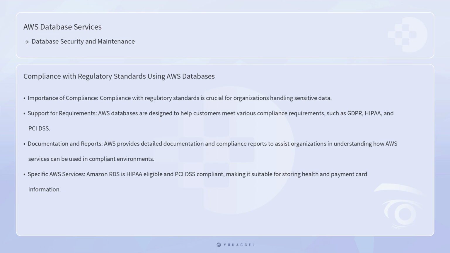AWS databases are designed to help customers meet various compliance requirements, such as GDPR, HIPAA, and PCI DSS. AWS provides detailed documentation and compliance reports to assist organizations in understanding how AWS services can be used in compliant environments. For example, Amazon RDS is HIPAA eligible and PCI DSS compliant, making it suitable for storing health and payment card information.